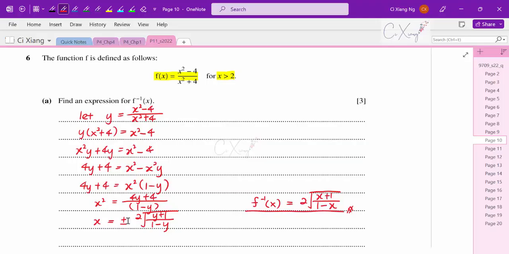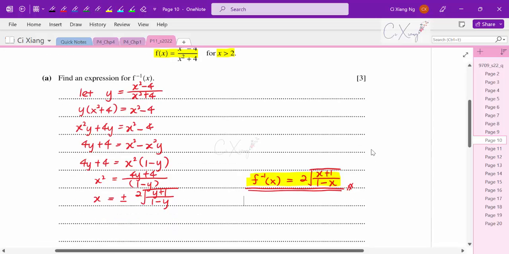And this is how we find out the inverse function. Okay, then we can proceed to part 2.